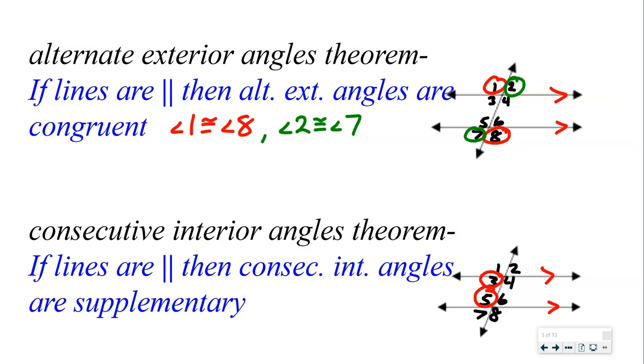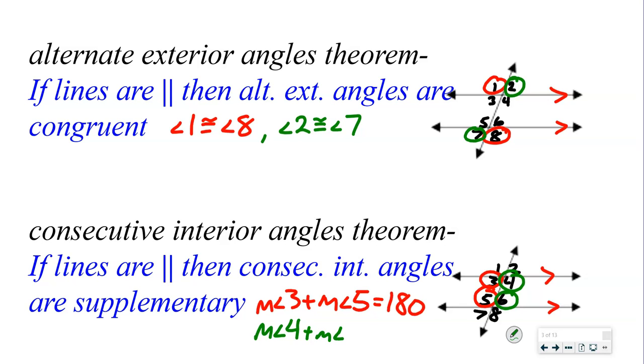Let's write that better. Measure of angle 3 plus the measure of angle 5 equals 180. Also, we would have 4 and 6. Measure of angle 4 plus the measure of angle 6 equals 180.